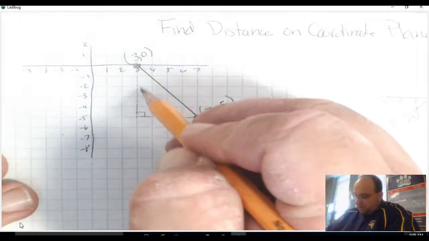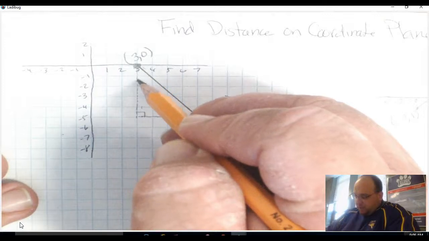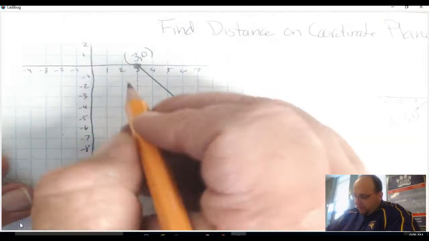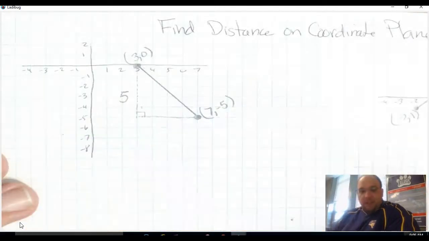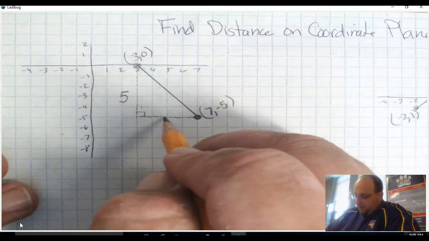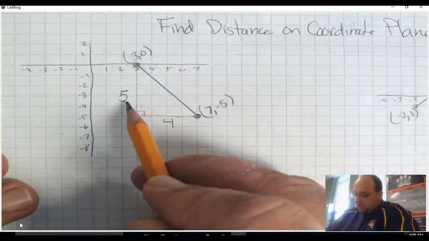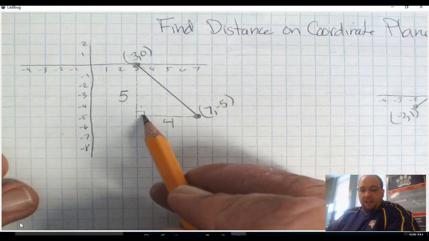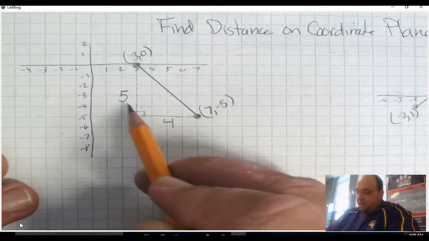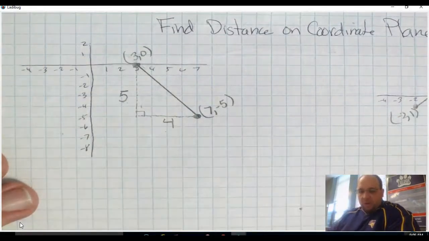In order to figure out this length, I just count. 1, 2, 3, 4, 5. So the length of that side is 5. I count this one, 1, 2, 3, 4. The length of this one is 4. So I know that the two side lengths that form that right triangle are 5 and 4, which are the legs.